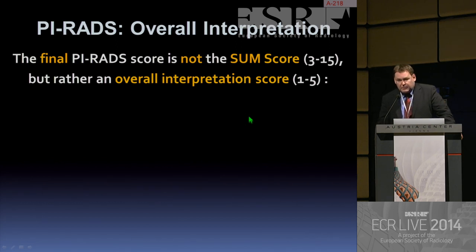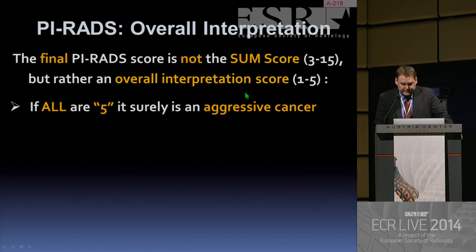So, now the overall interpretation. You are now scoring each sequence, using T2, DWI, DCE. And now the question is, what is the final PI-RADS score? What is your final judgment over the lesions? There were a lot of discussions about it in the last year, and we are convinced that the final PI-RADS score is not the sum score. So you are not adding all these points for each lesion, but rather giving an overall interpretation score.